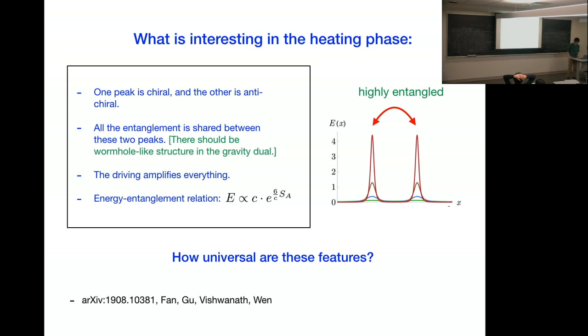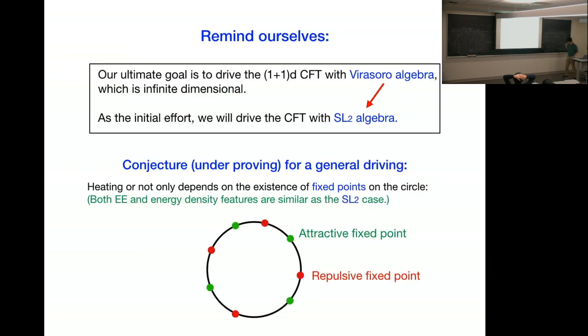You may ask, how universal are these features, including the phase diagram, the energy peak, and so on? Because till now we only studied the SL2 algebra driving. Our final goal is to study the Virasoro algebra. So is there any simple reason for that energy and entropy relation? No. We simply observe this result, but we don't fully understand it.